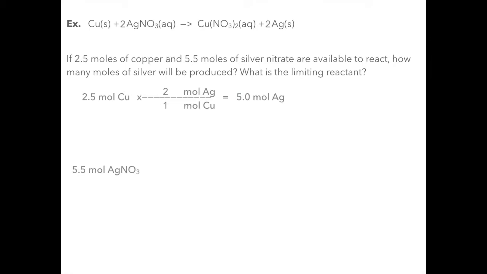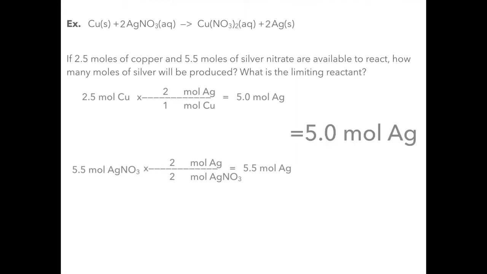My other reactant, which is 5.5 moles of silver nitrate, I'm going to convert. I'm going to put moles of silver nitrate on bottom, moles of silver up top. There are 2 moles of silver nitrate for every 2 moles of silver. And so I find that 5.5 moles of silver nitrate will produce 5.5 moles of Ag. So one produces 5 moles of silver, one produces 5.5. How many moles are actually produced? 5, just like with the s'more example.